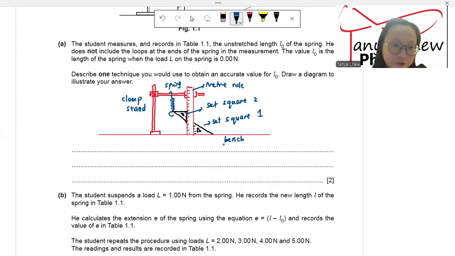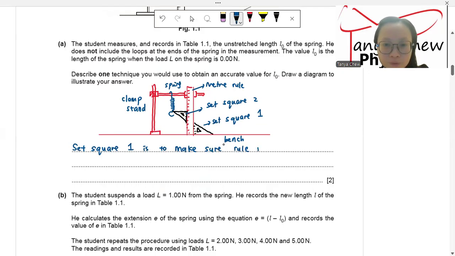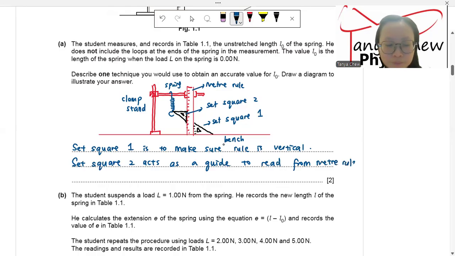I would just say that set square 1 is to make sure the meter rule is vertical to the bench. Set square 2 acts as a guide to read from the meter rule. You could also say to make sure the eye level is perpendicular to the scale on the meter rule to avoid parallax error, if you remember, right?